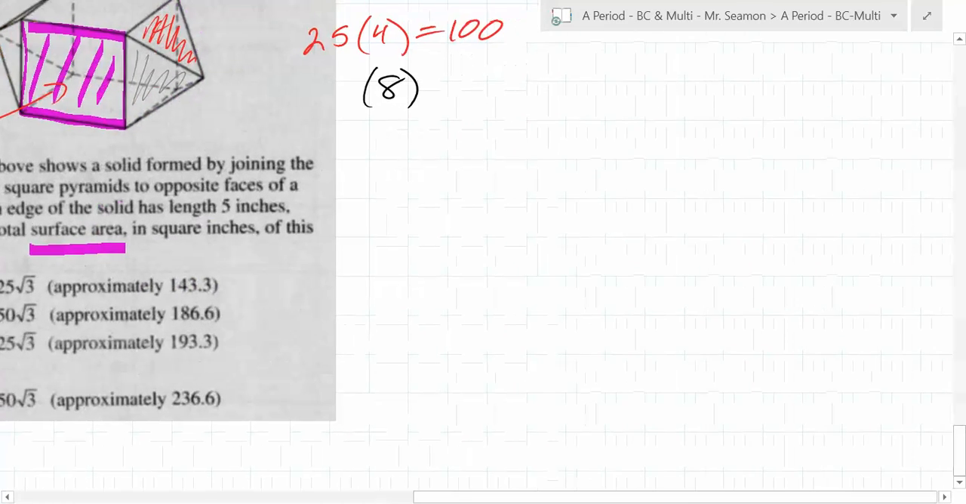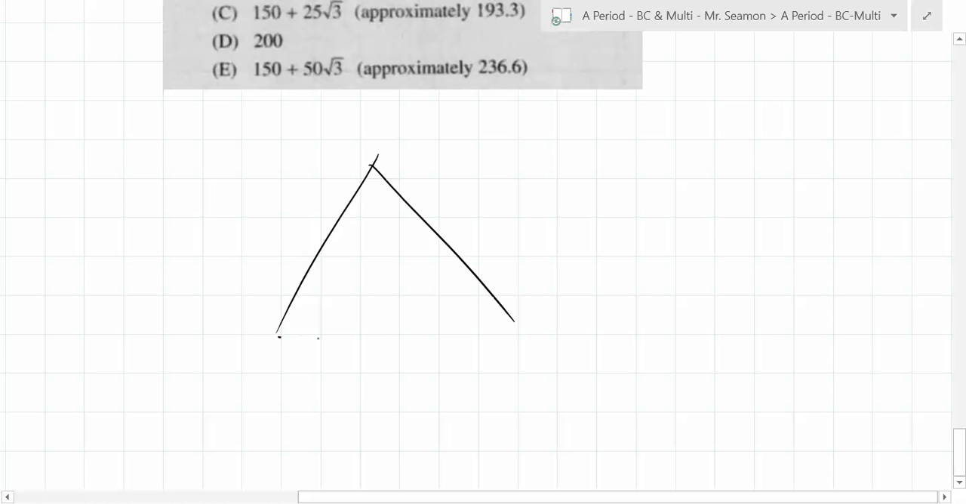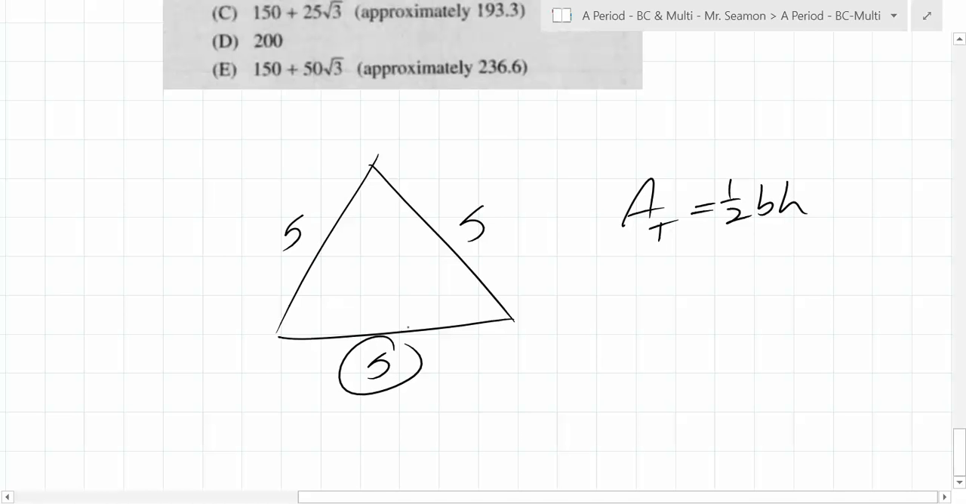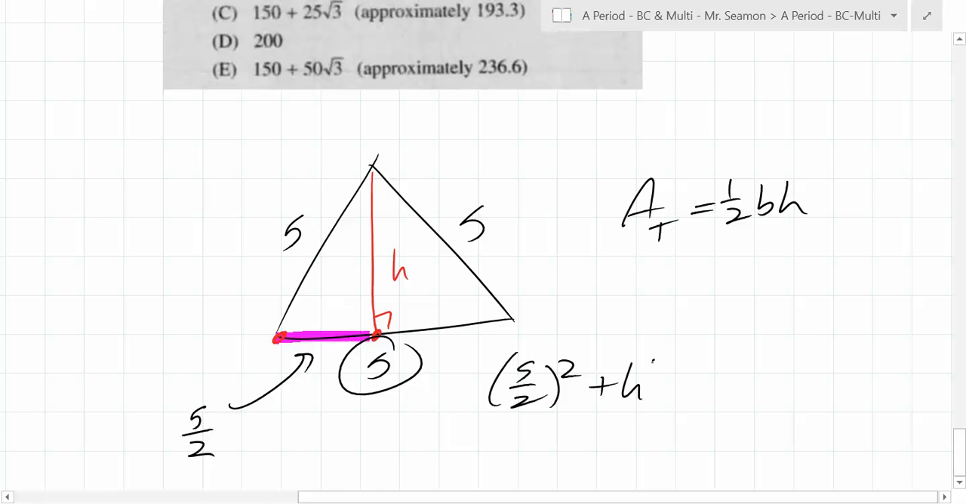But what do we know about each of those triangles? We know each of those triangles is what type of triangle? Side lengths of 5. If you want to find the area of a triangle, what's the area of a triangle equal to? 1/2 base times height. Well, we have a base. What do we not have? You don't have this height, but you need to find it. Can you tell me what the distance is from here to here? 2.5. I like fractions. 2.5. You need to find the height. What theorem do you need to use? (5/2) squared plus h squared is equal to what?